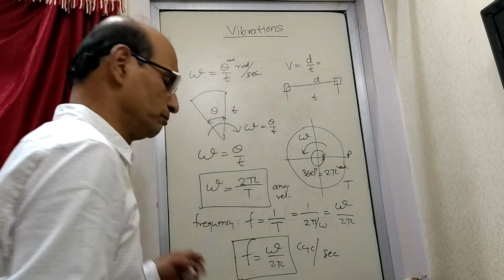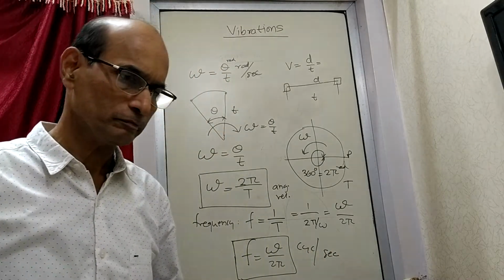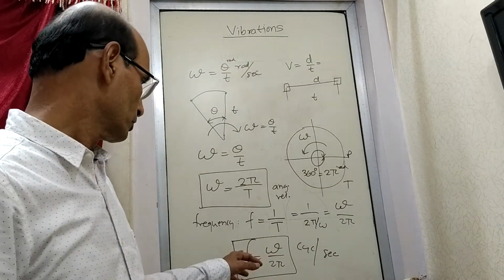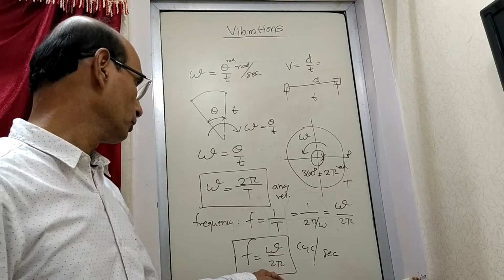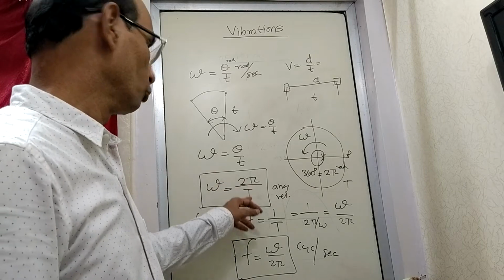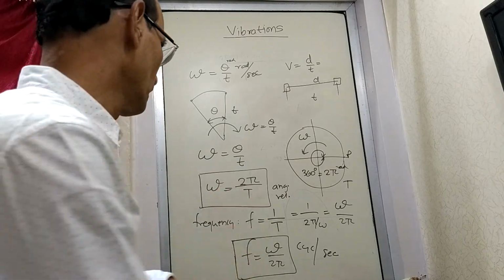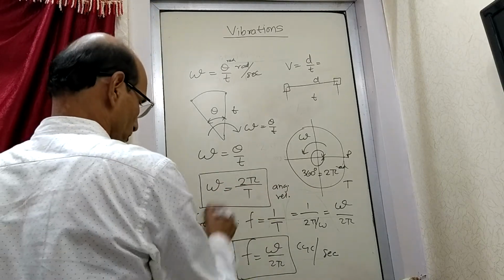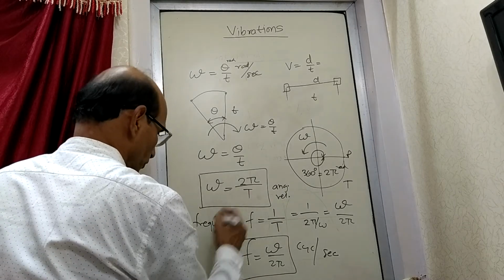Cycles per second. So frequency is shown by omega upon 2 pi, and omega is 2 pi upon T. I can also write T is equal to 2 pi upon omega. Same way.